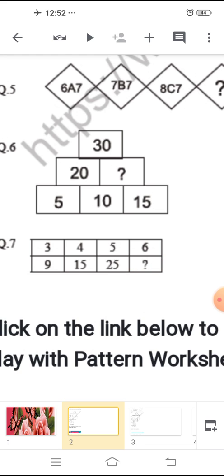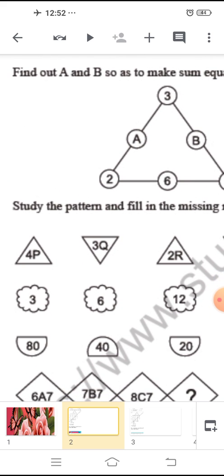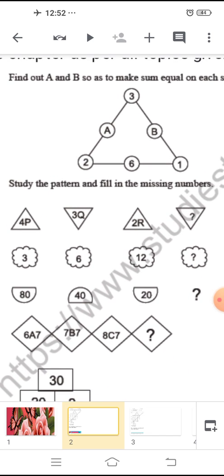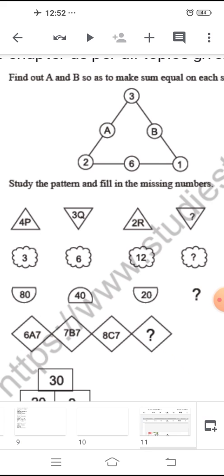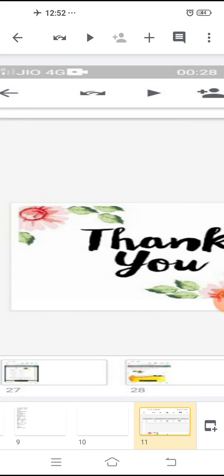Understood? I hope these questions are clear to you. So these pattern questions you will do in your maths fair notebook. Understood? Don't get confused what work I am giving you, that you have to do in your maths fair notebook.